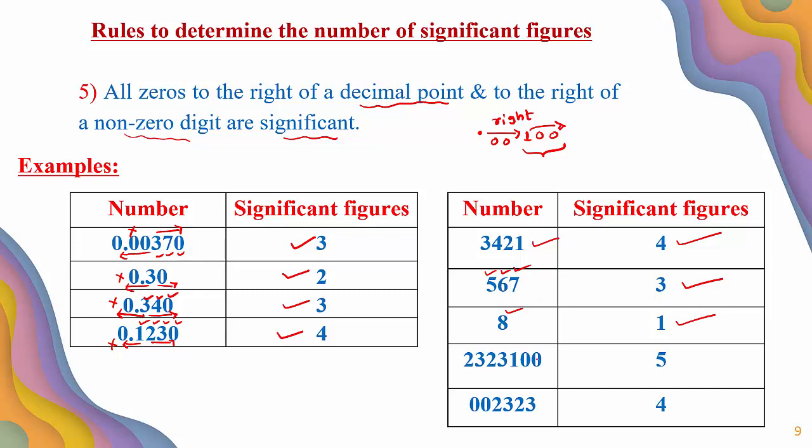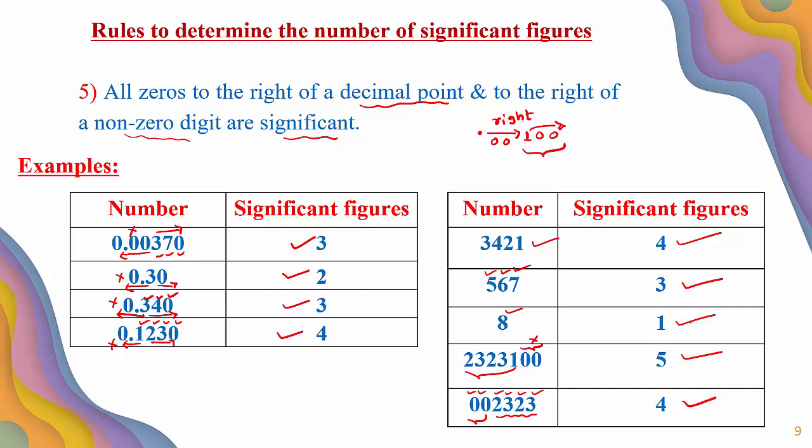Here, how many significant figures are there? 23,100. Here, only non-zero digits are significant. So, these are not considered. So, totally 1, 2, 3, 4, 5. 5 significant figures. In the last example, these are what? 0 values. Only we have to consider non-zero digits. So, totally there are 4 significant figures.